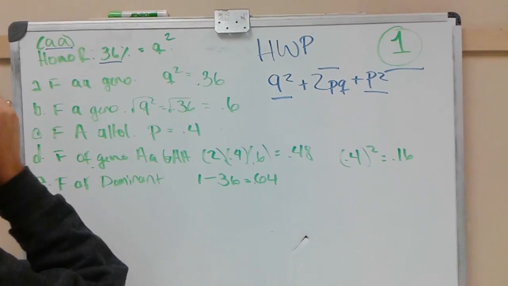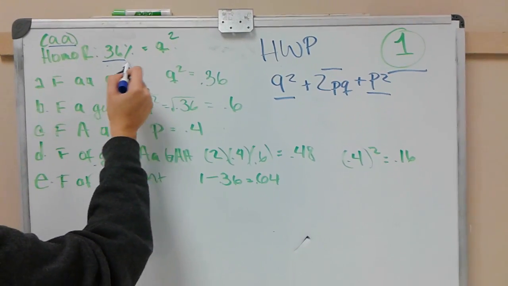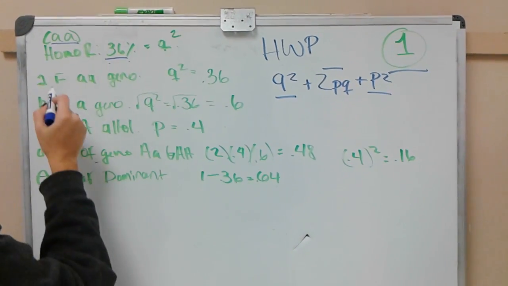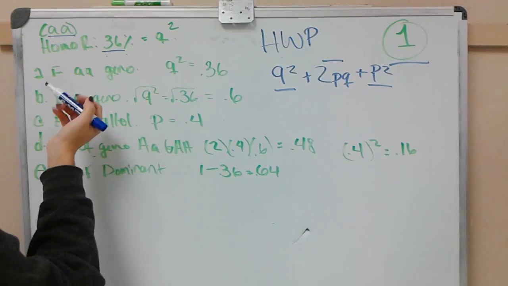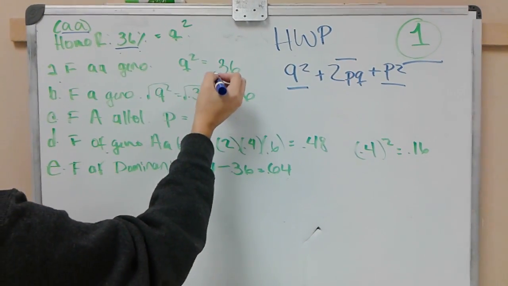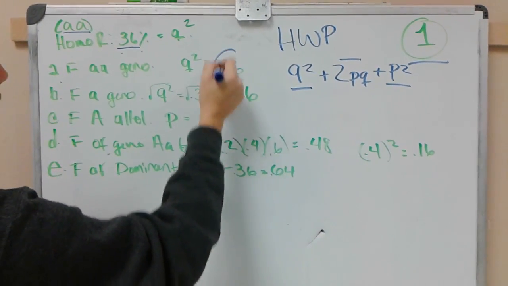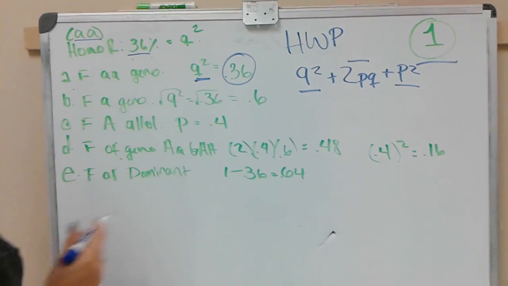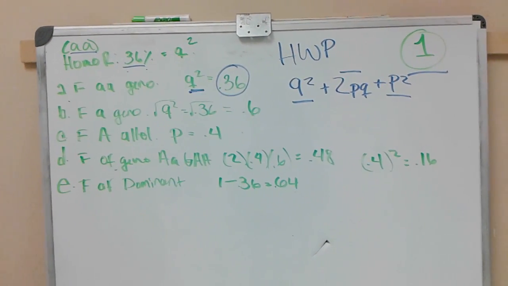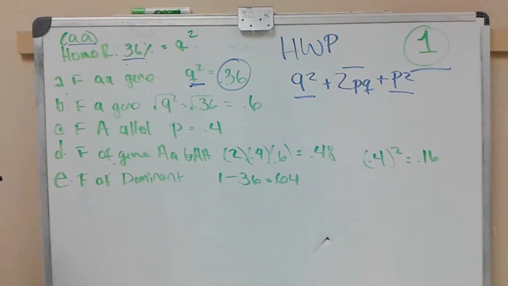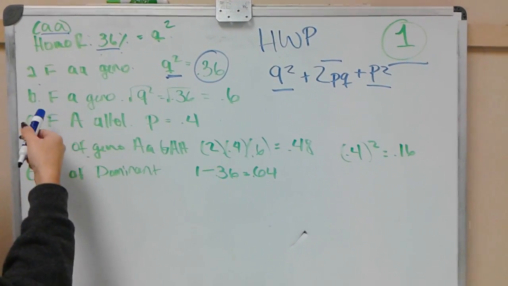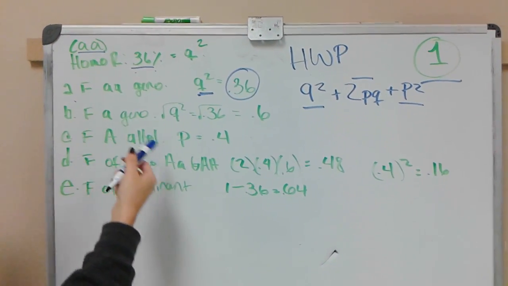So now, because we know that the frequency in the population is 36% for homozygous recessive, our first answer for A, which asks for the frequency, is also 0.36. This is in decimal form, and here we have our 2. Okay. And now, for part B, it's asking the frequency of the a allele.